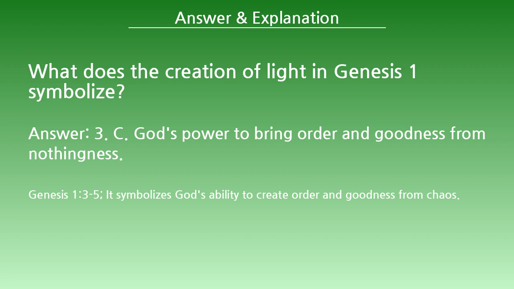The answer is option 3, C. God's power to bring order and goodness from nothingness. Genesis chapter 1 verses 3 to 5. It symbolizes God's ability to create order and goodness from chaos.